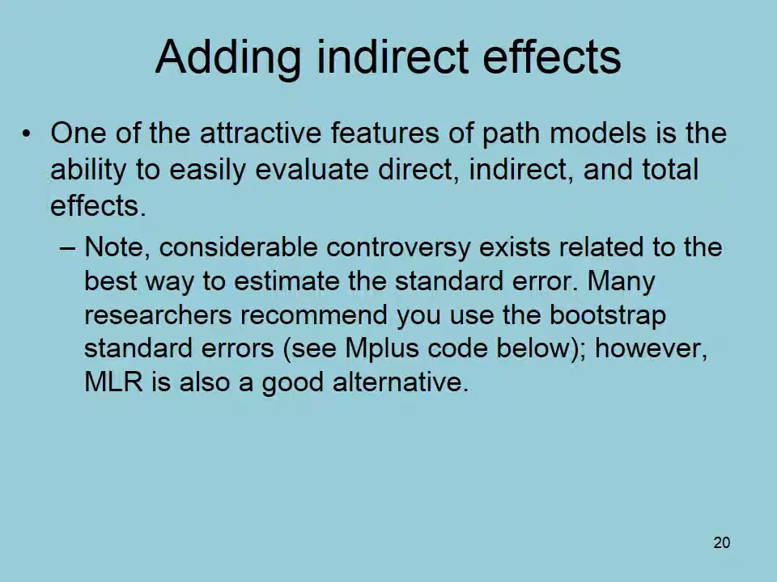Another great benefit to using software like M+ is that it's really easy to compute the standard errors using different methods. For example, it's relatively controversial in terms of the best way to estimate your standard errors. Remember, your standard errors are used to compute your test statistics. You divide your parameter estimate, your path coefficient, by your standard error to get your t or z value. In most cases, most research suggests that the bootstrap standard errors tend to work the best, and I'll show you those in the M+ code later. However, you could also use MLR, which is often a good alternative.